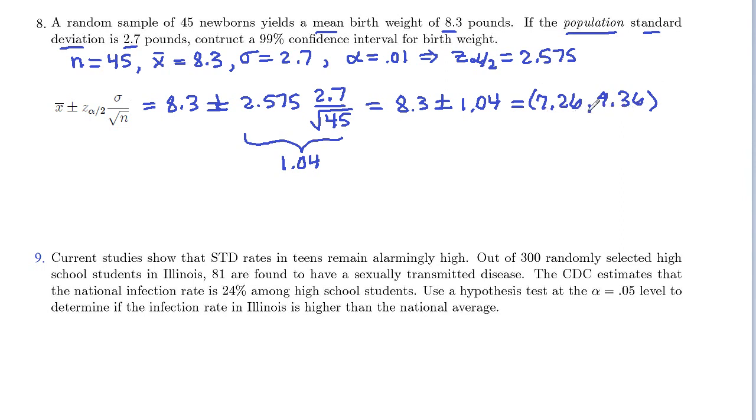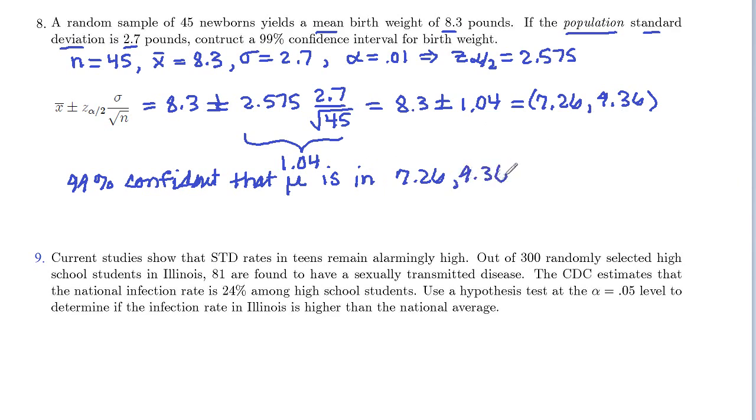Now if I ask you to interpret what that means, so we're 99% confident that the true population mean, so that mu, population mean birth weight, is in the interval 7.26 to, oh, I'm sorry, yeah, that's right, 9.36. 9.36. And then remember the 99% confident.